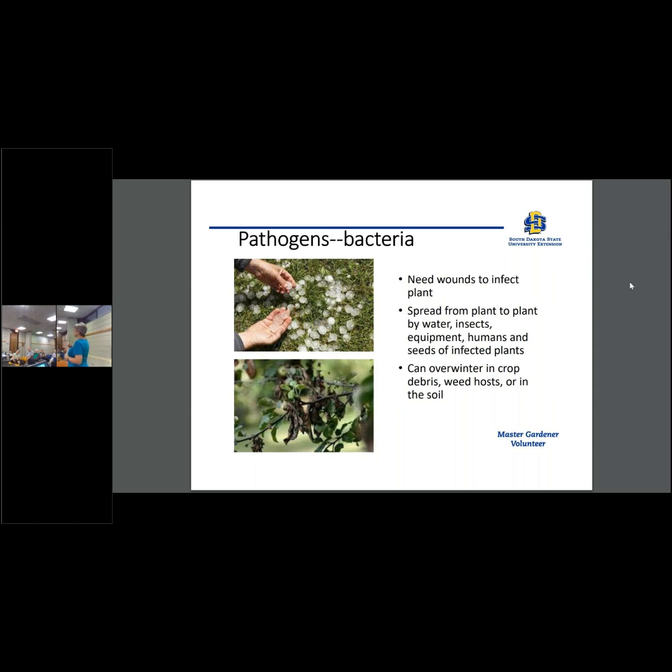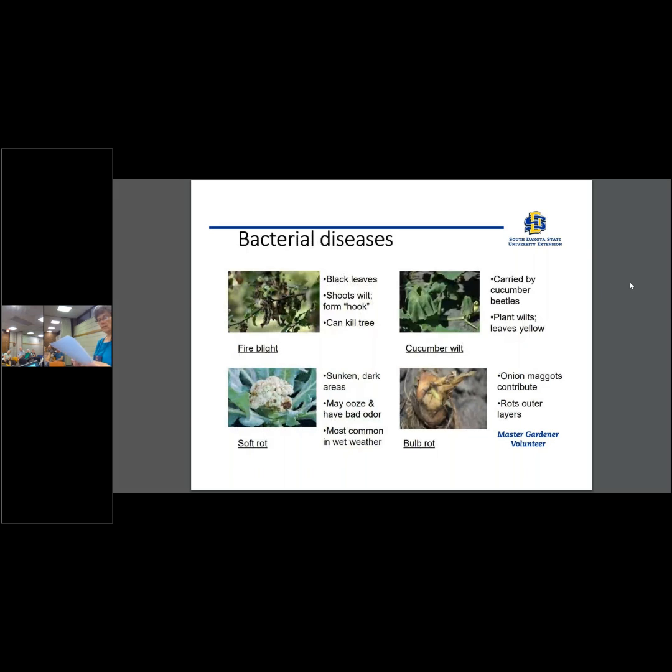And another telltale sign is the tips of these little small branches will form a hook or shepherd's crook. So the little branches will all be crooked like that. So bacterial diseases, we've already talked about the fire blight, the black leaves, the shoots form a crook, and it can kill the tree. You do want to take care of it through pruning, and if you're pruning that off, you can see how far back it's black. Don't just stop there. You want to go at least a foot beyond the black.